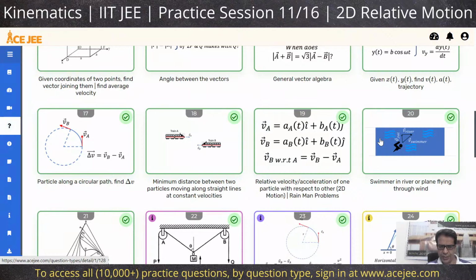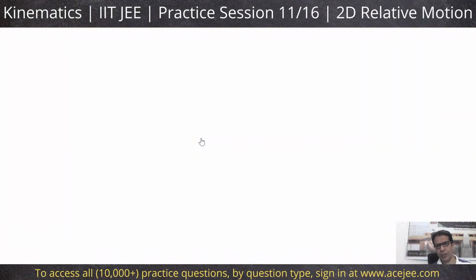So let me take a quick dive to see if there are any JEE Advanced questions or NT Abhyas questions that we should look at. But then we will jump into number 19, wherein we will look at the Rainman problems or problems similar to them. And then, of course, number 20, swimmer in a river. So those are our focus areas, and let's see if we can do a good job on both of them.